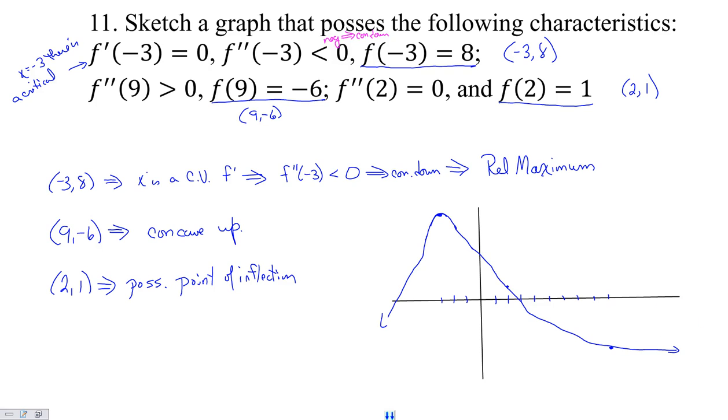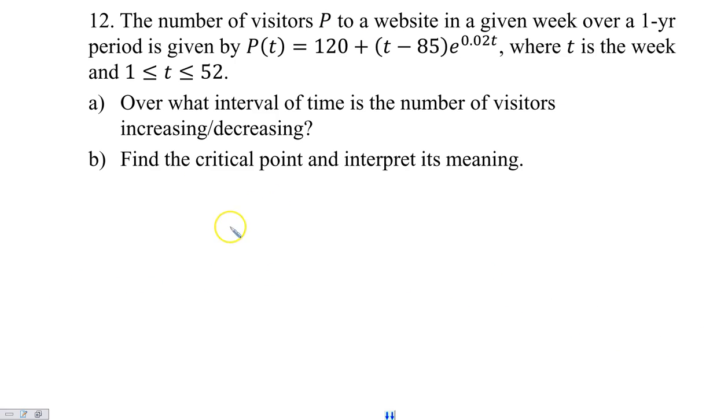Okay, all right, we've got one more. And this is a little bit more of an application problem. The number of visitors to a website in a given week over a year is given by this function, where t is the number of weeks from 1 to 52. So this is over a year, 52 weeks. Over what interval of time is the number of visitors increasing or decreasing?